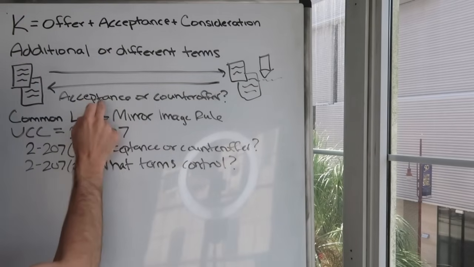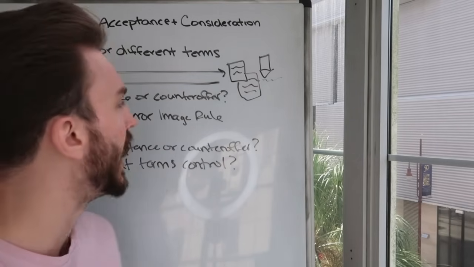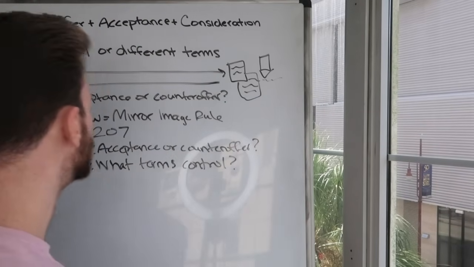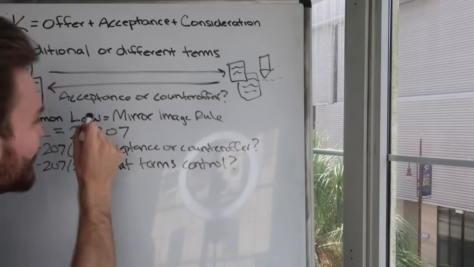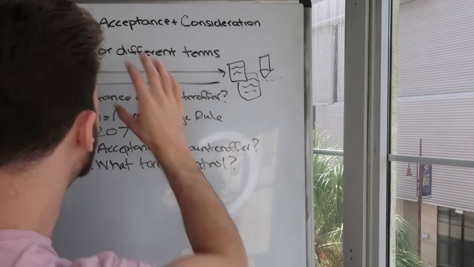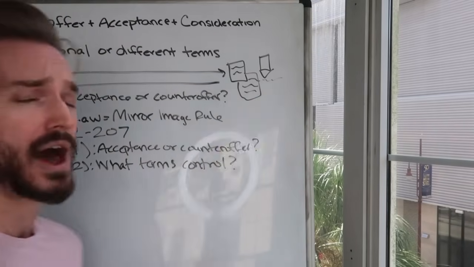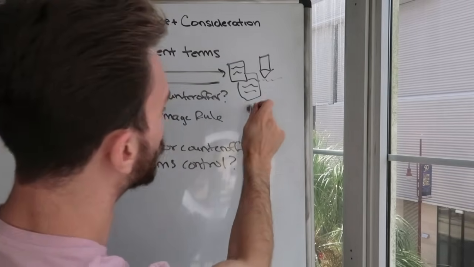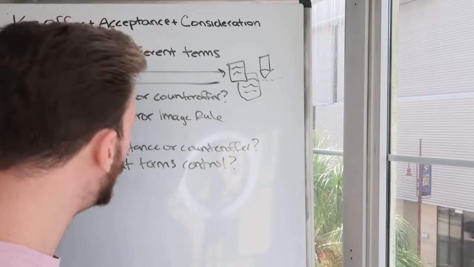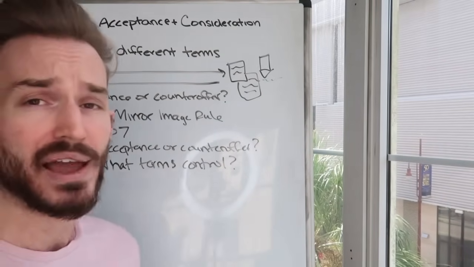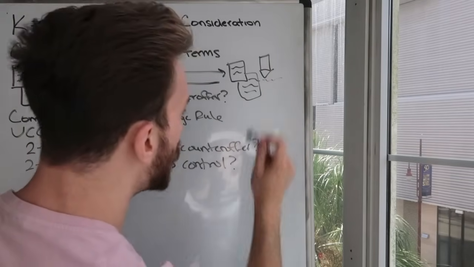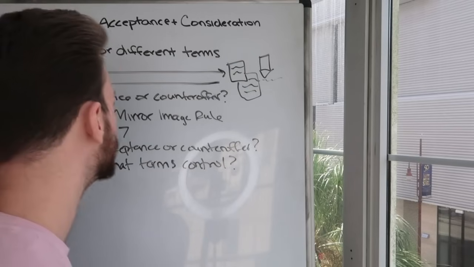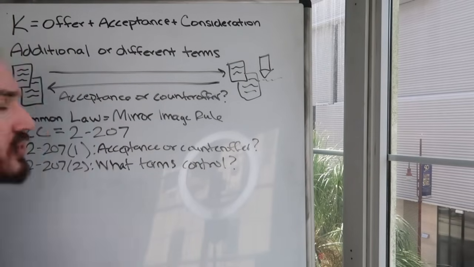2-207(2) comes along and says, what terms control? So if we find that this is an acceptance, right? So the offeree adds this little additional term, shipped by next Tuesday. If we find that that is an acceptance and not a counteroffer, which I think we would in this situation I laid out originally, the next question is going to be, do these additional or different terms that were added control? This clause about shipping by next Tuesday, does that become part of the contract, or are we going to implement UCC gap fillers?